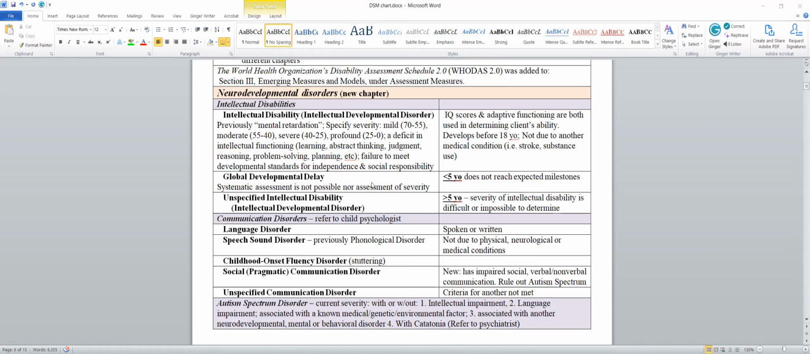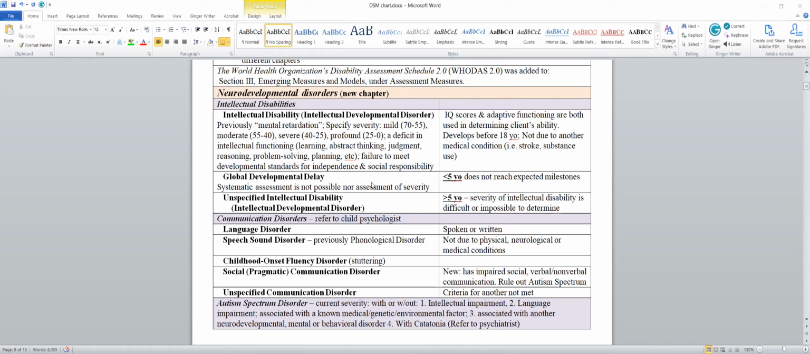IQ scores and adaptive functioning are both used in determining client's ability, develops before 18 years old, and not due to another medical condition such as stroke or substance use. That is a description for intellectual disability, also called intellectual developmental disorder.